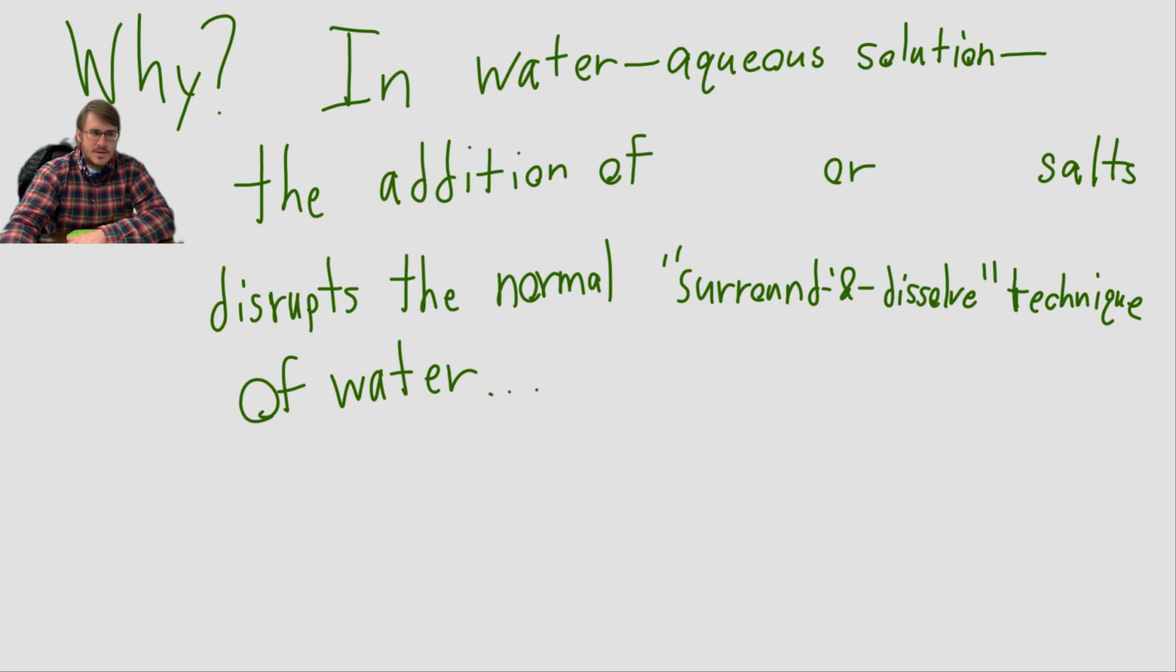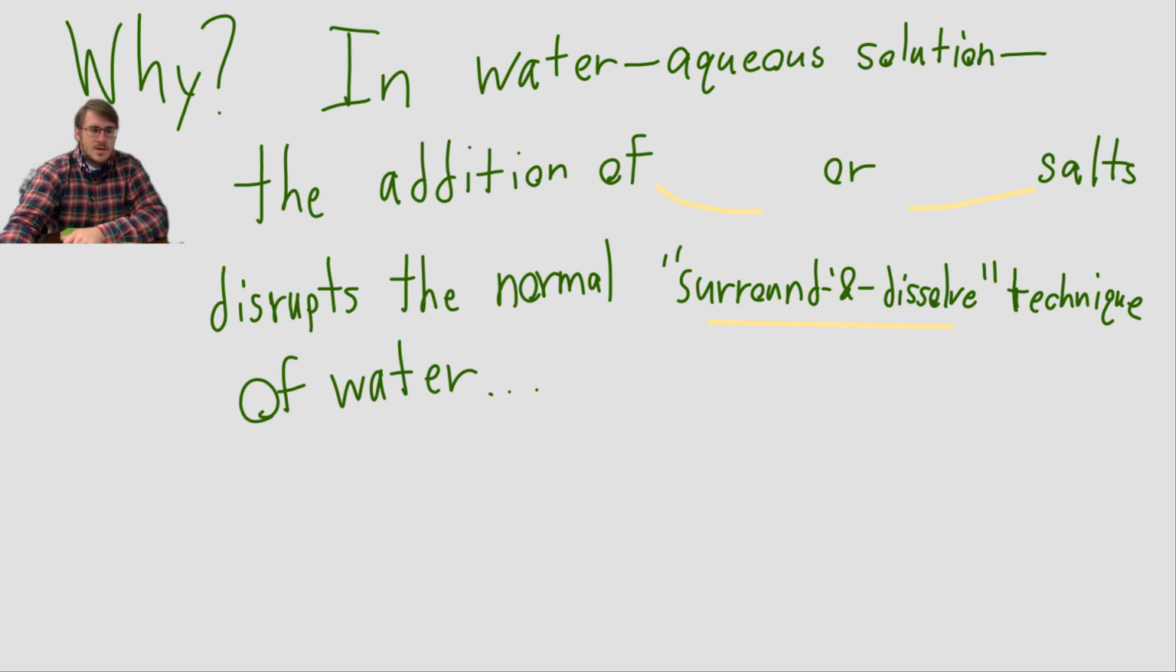Why are acids and bases in water solutions producing such new characteristics? Well, it turns out that acid and base salts disrupt the normal surround and dissolve technique that water normally behaves like. It disrupts it by making only one of the two separating components of the ion, either the anion or the cation, or excuse me, the cation and the anion for you, because it's reversed, I believe, from how you're seeing it from me.